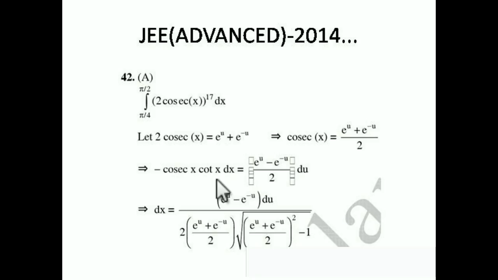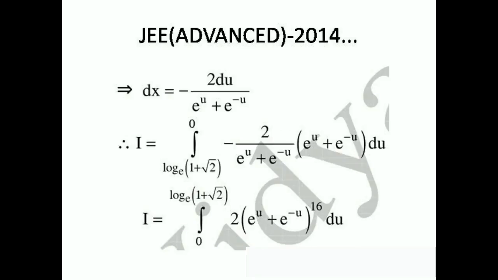And for cot x, we can write square root of cosec x square minus 1. And what is cosec x square? It is e raised to u plus e raised to minus u by 2 whole square minus 1. See, this is a very important step. We just write down the value of cosec x and cot x. Cot x can be written as square root of cosec x square minus 1. Now just put this value in this equation. So we have the final step here.